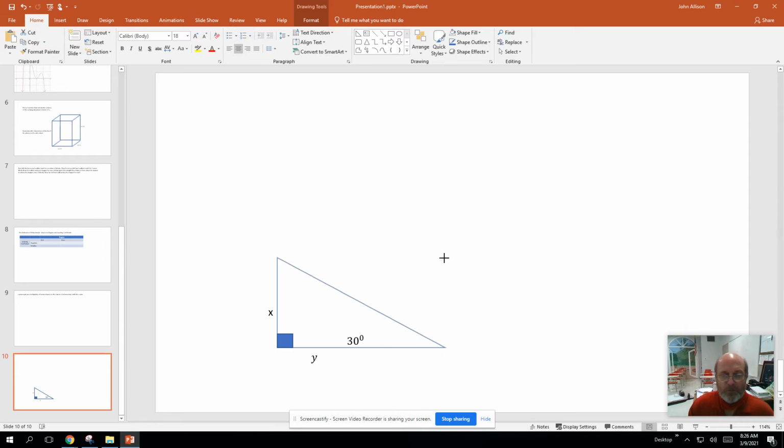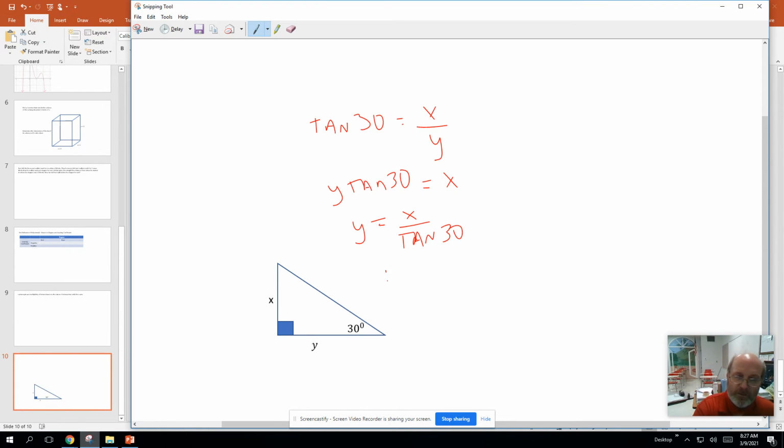So our domain for the function: x can't be 0, but it can be anything bigger than 0, and it can go to infinity. And the range of the function y, as x gets closer and closer to 0, y gets closer and closer to 0. So the range of the function here is also greater than 0, and as x goes to infinity, y goes to infinity.